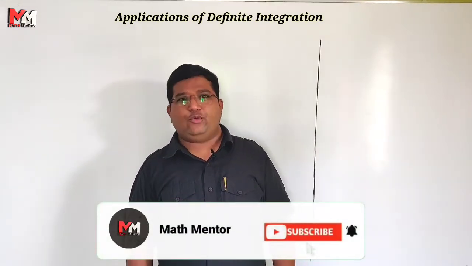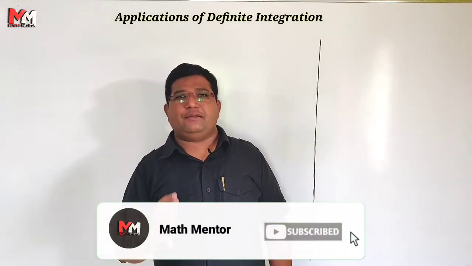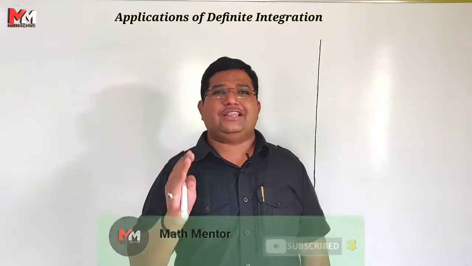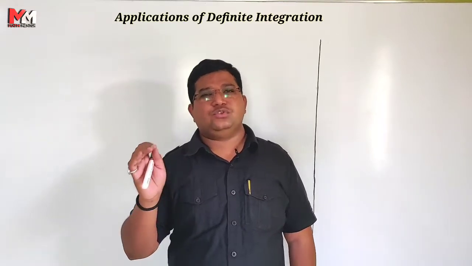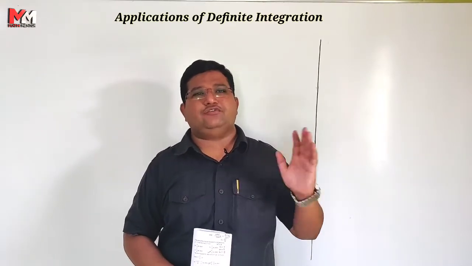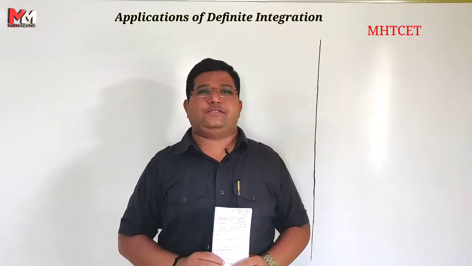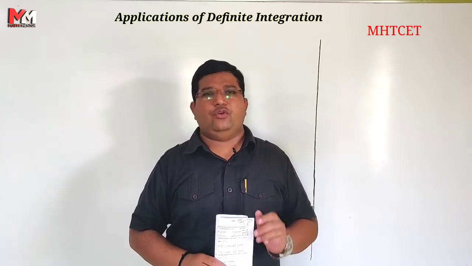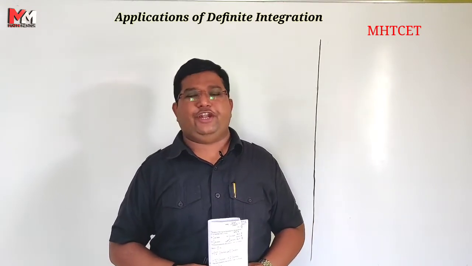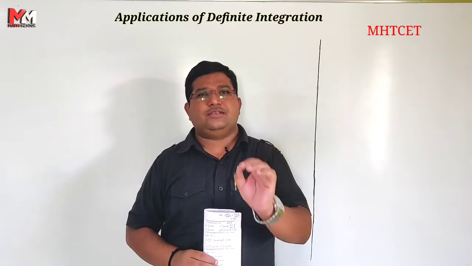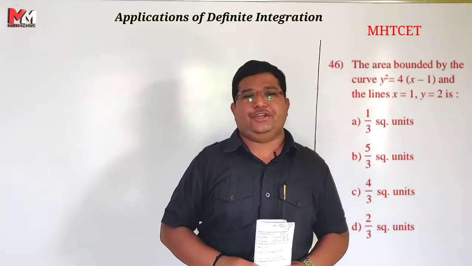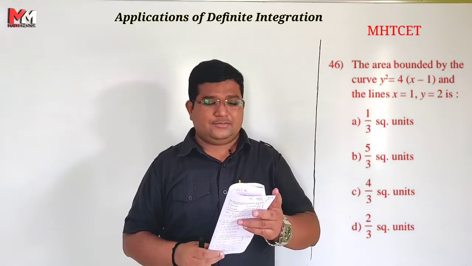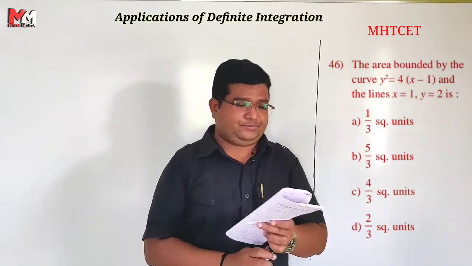Today I am going to finish this topic, applications of definite integration, with the last 15 MCQs, from 46 to 60. In a previous lecture we completed the first 45 MCQs, from 1 to 45, of this topic. This is the simplest topic of the MHT CET syllabus. So let's start MCQ number 46.